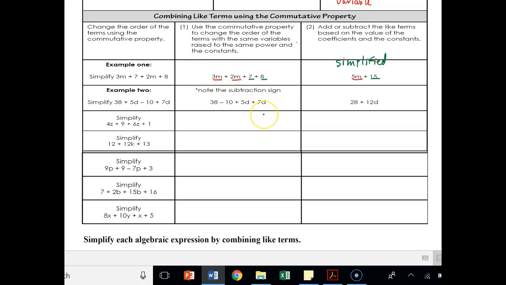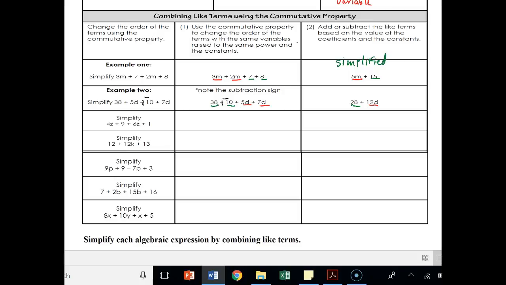Note a subtraction sign. So if I'm moving this 10, I have to move the subtraction sign as well. So that's oftentimes why I say plus a negative, right? That way, if we change everything to addition, we can move it around with the sign. So again, the like terms in this case are 5d and 7d. That gives us 12d. And then we also have the constants of 38 and negative 10, which gives us 28.